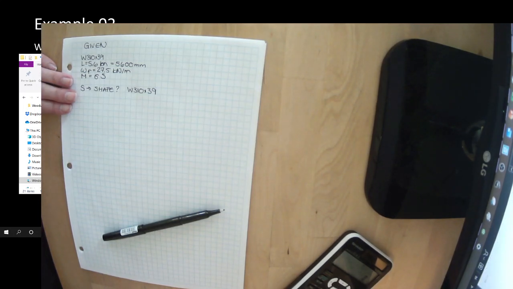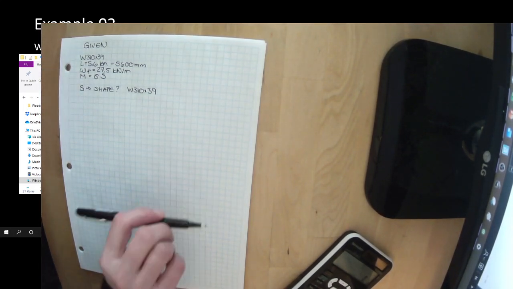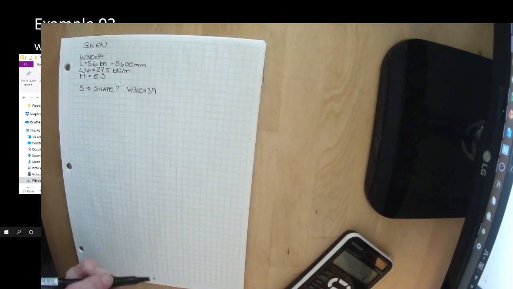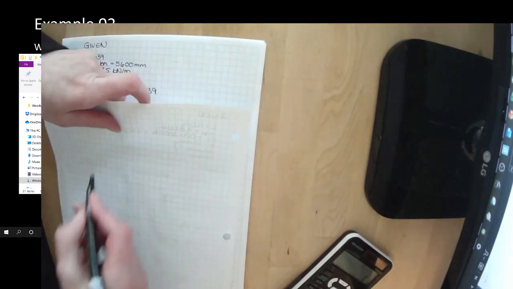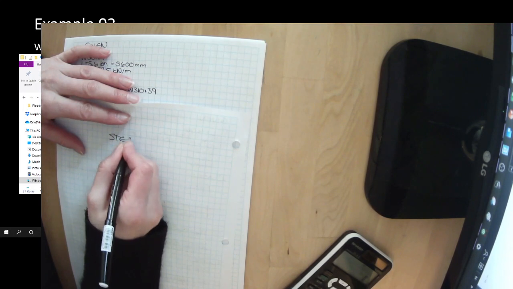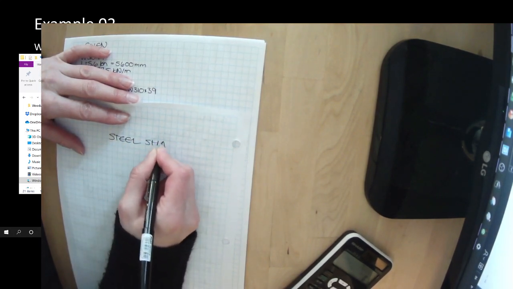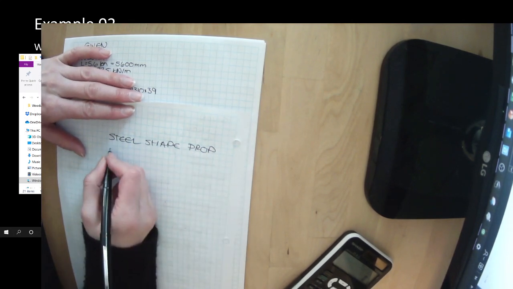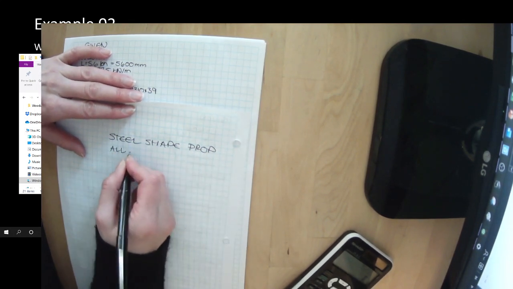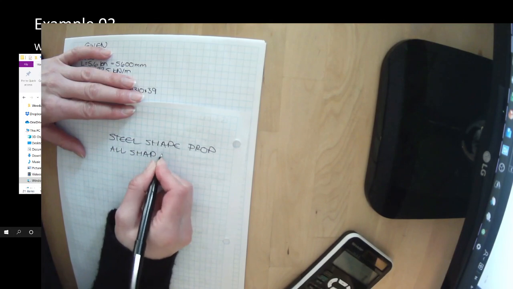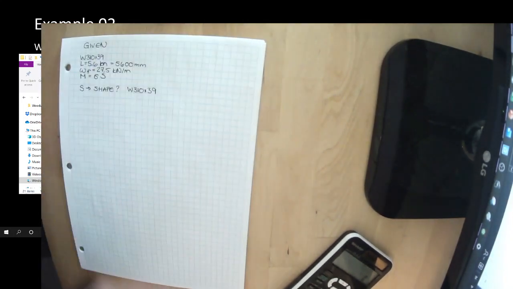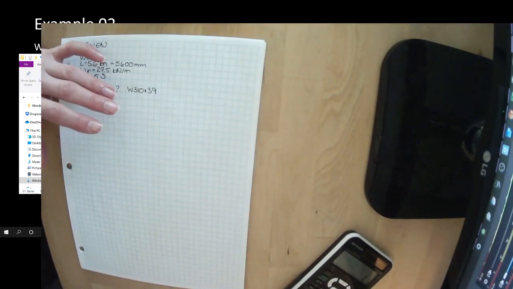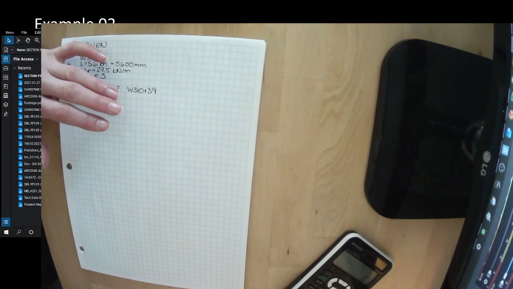Okay, so that should be called steel section properties. I will make sure that I have the right things uploaded for you. Steel shape properties and all shape properties. So I'm just going to make sure those files are uploaded correctly for you guys. They might be uploaded properly for you.